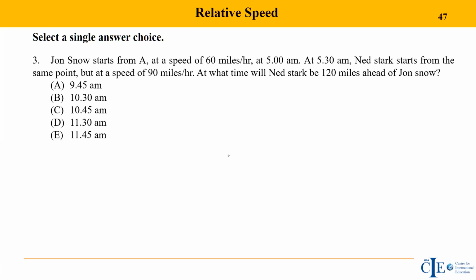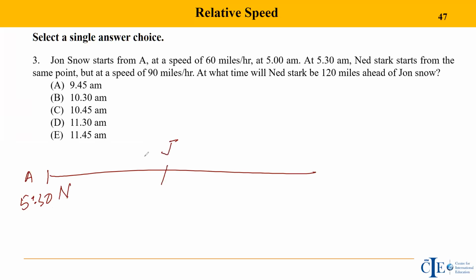Okay, so what is the answer? B, 10:30. Okay, so it's given that Joe Snow starts from A at the speed of 60 miles at 5 a.m. Always take the time when the other guy starts, so that's at 5:30. So let's take an event at 5:30 when Ned Stark starts from here. So let's say Joe Snow would be somewhere here at that point of time.